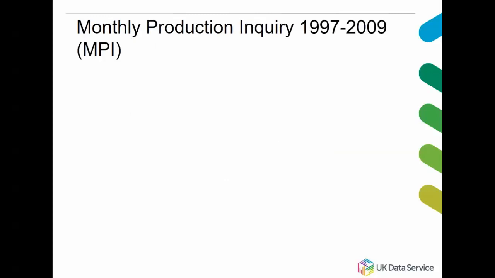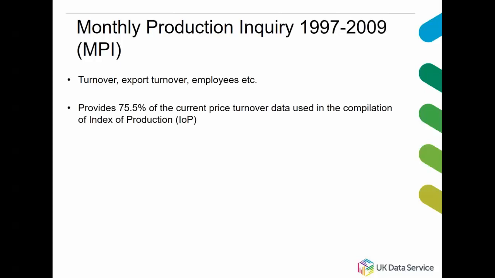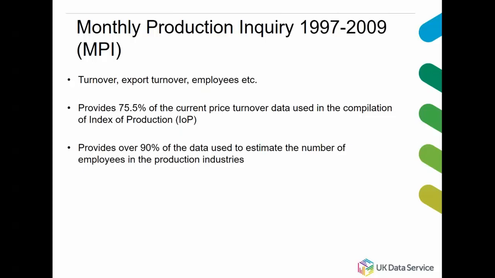Next, we'll have a look at the monthly production inquiry. This includes turnover, export turnover, employees, that kind of stuff, and provides 75.5% of the current price turnover data used in the compilation of the index of production. It also provides over 90% of the data used to estimate the number of employees in the production industries.